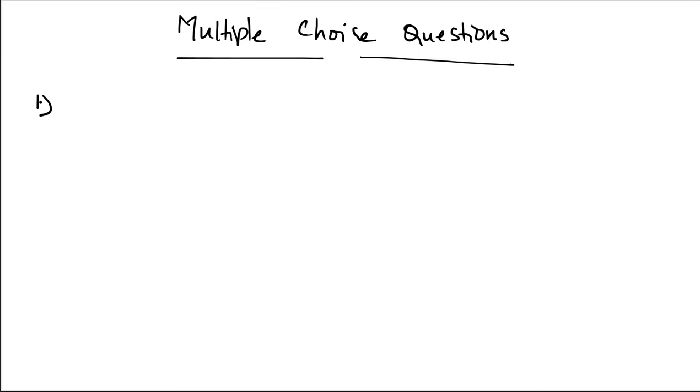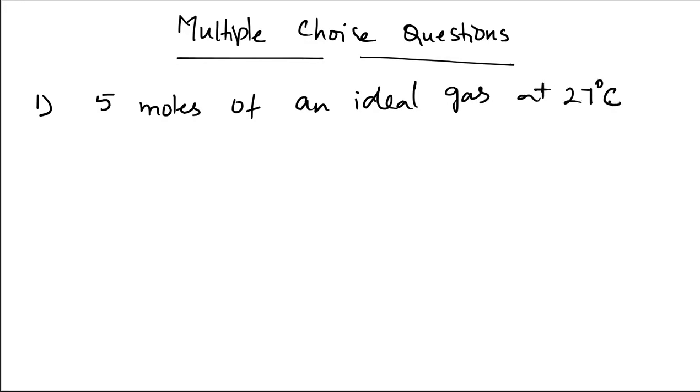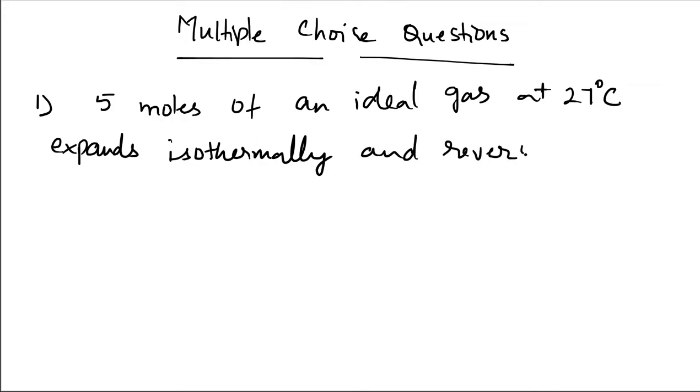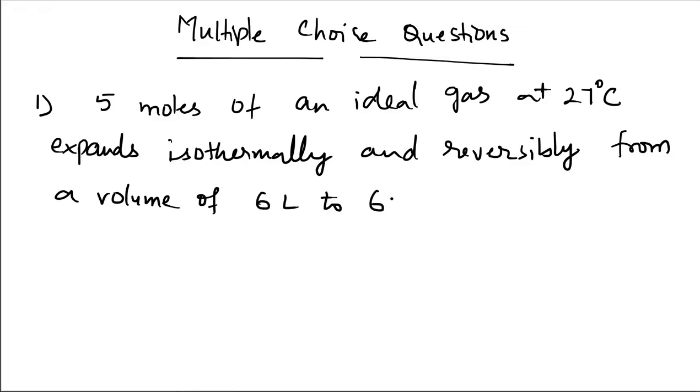So, problem 1. 5 moles of an ideal gas at 27 degrees centigrade expands isothermally and reversibly from a volume of 6 liters to 60 liters.